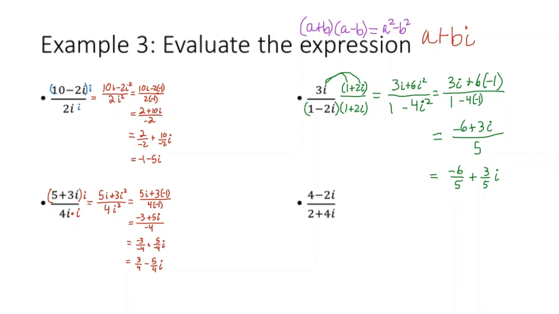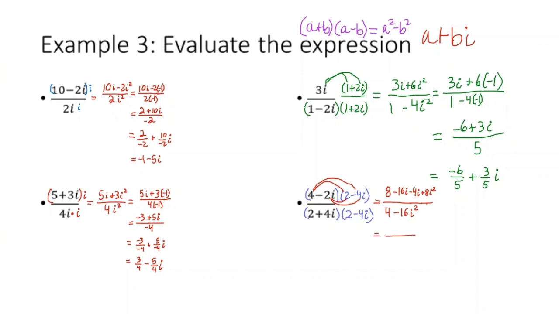And in our next example, we have 4 minus 2i over 2 plus 4i. Since our denominator is not a pure imaginary number, we're going to have to use complex conjugates to simplify. The complex conjugate of 2 plus 4i is 2 minus 4i. In the denominator, using the special multiplication rule I've listed at the top, we get 4 minus 16i squared. In the numerator, we are going to have to FOIL. And when we do, we get 8 minus 16i minus 4i plus 8i squared.